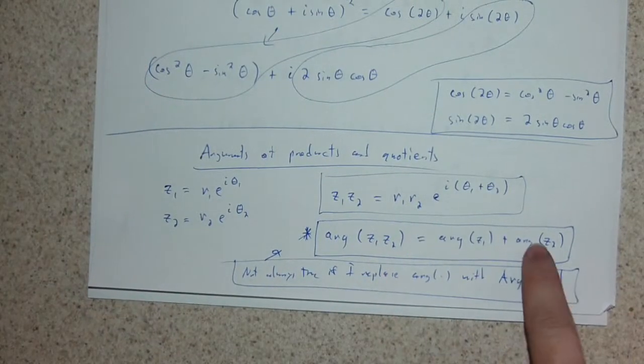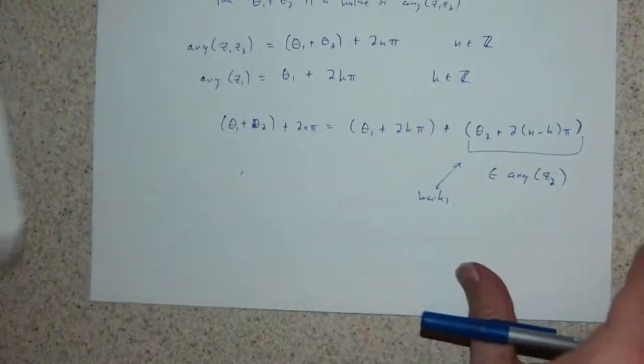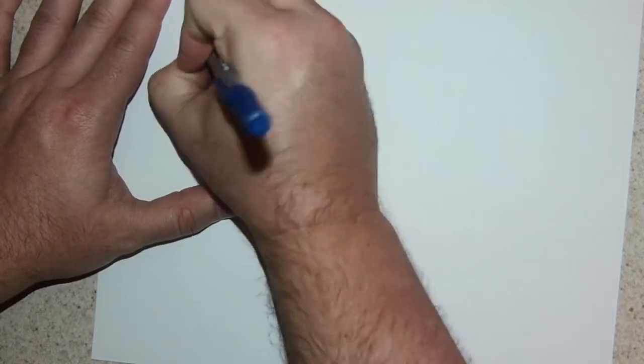So this statement as written is always true, but not always true if I replace this with principal argument. So now I want to do that. I want to illustrate why that is. So let's do a quick example.